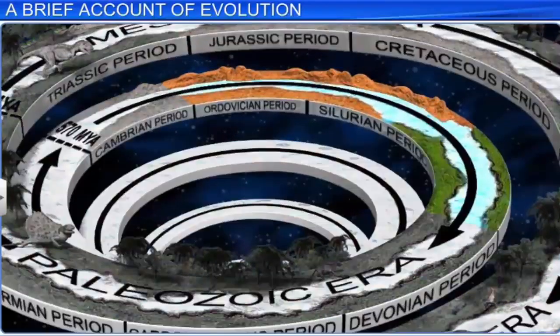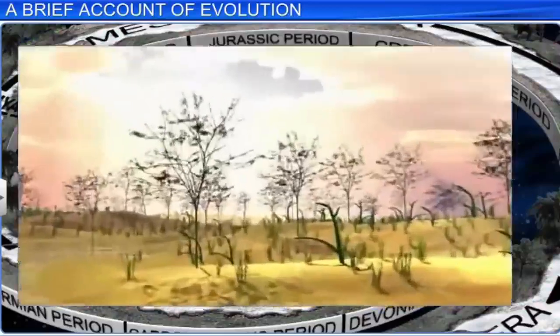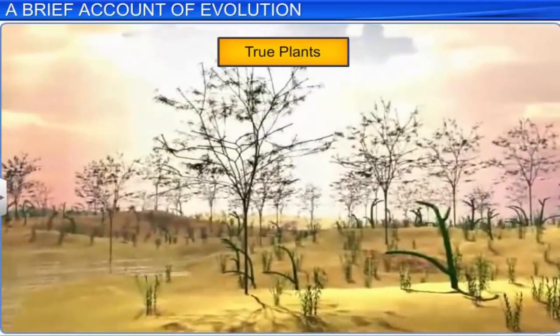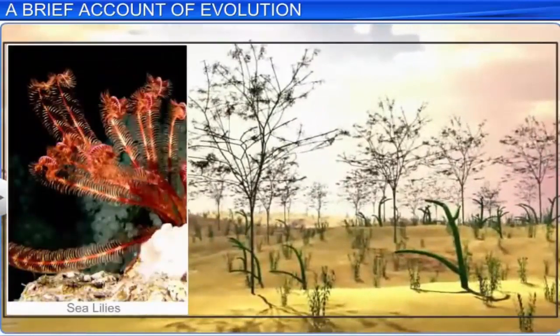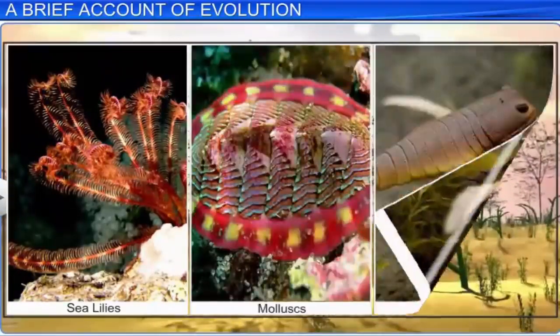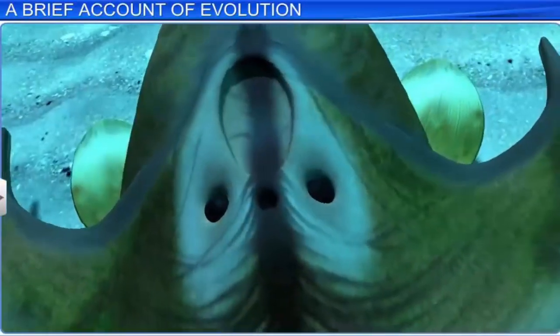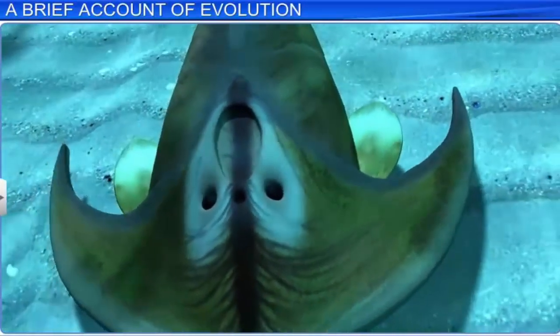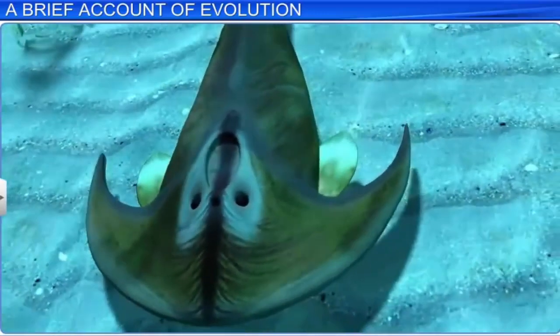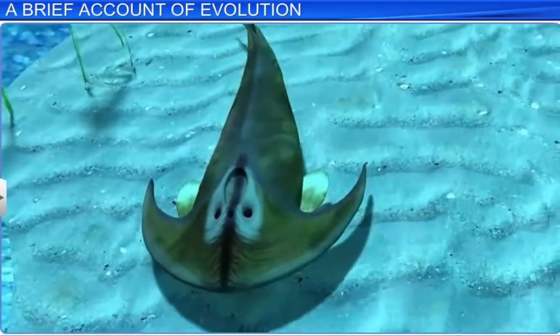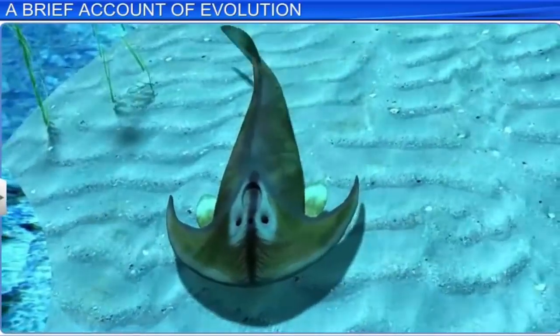In the Ordovician and Silurian periods, true plants with a stem, leaves and roots developed. At the same time, there was an increase in the population of animals such as sea lilies, mollusks and sea scorpions. The Ordovician period also marked the evolution of the first vertebrate, the jawless fish, around 350 million years ago.